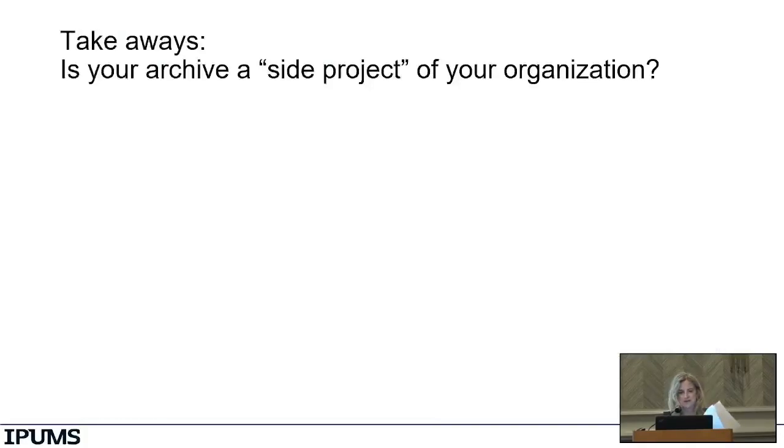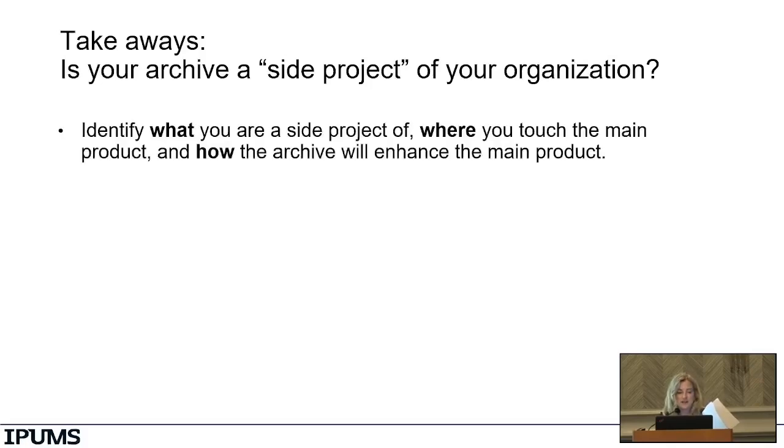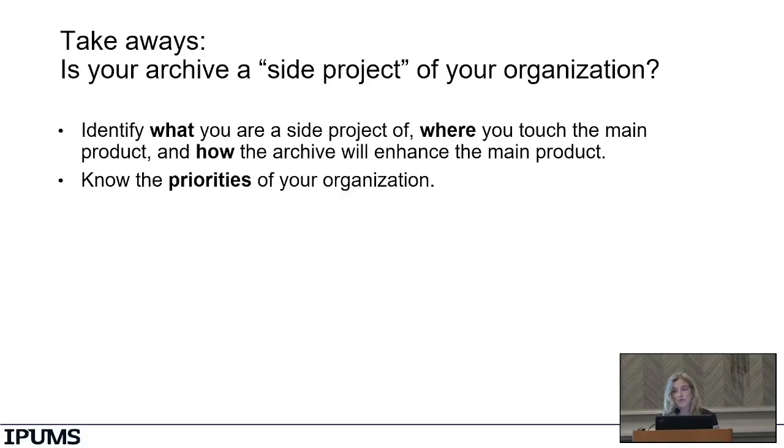So what are some takeaways for you? I hope these can be useful to you. So where is your archive or the work that you do a side project of your organization? Maybe that's the situation in which you find yourself. Identify what you are a side project of and where you touch the main product and how the archive will enhance that main product. Know the priorities of your organization. We always frame what you want to do within the context of what the organization is there to do. IPUMS creates large harmonized data sets and provides free access.